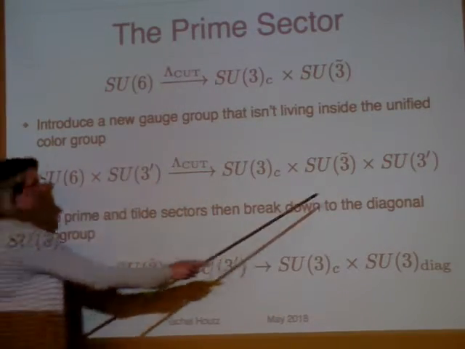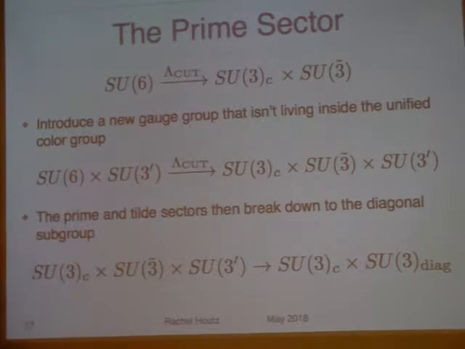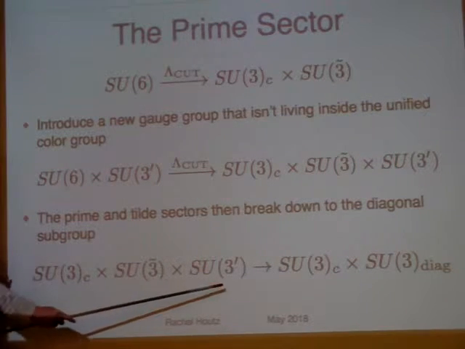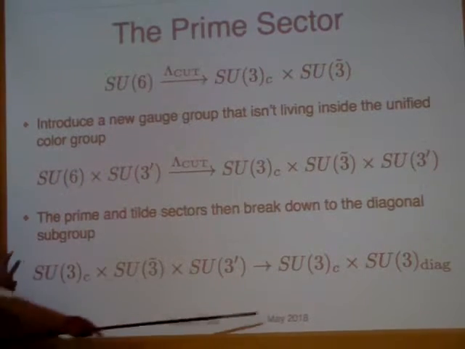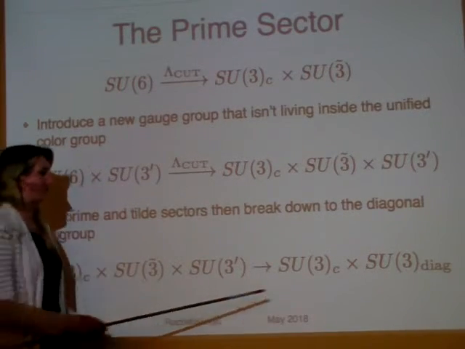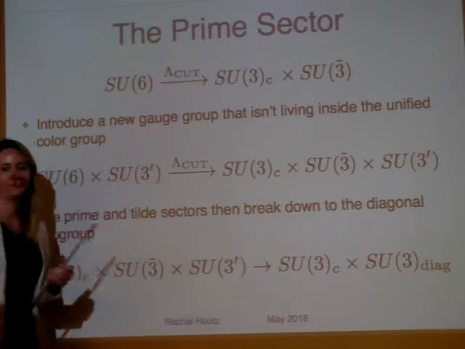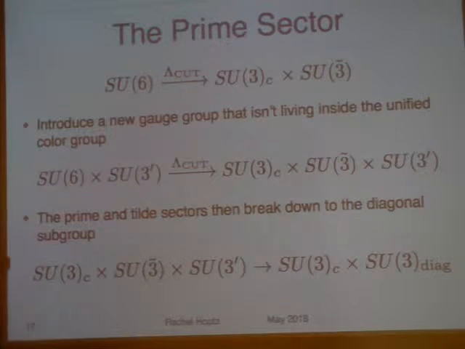So this guy's just being left alone under this breaking. And then we break these three SU3s down to two. So SU3 color is now left alone. And we take the tilde and the prime sector and we break it down to SU3 diagonal. And so what do we gain?